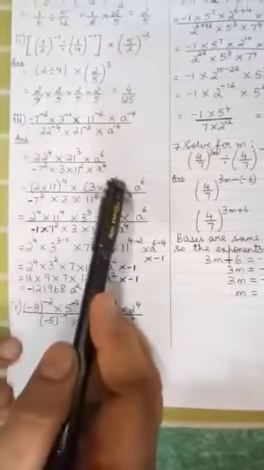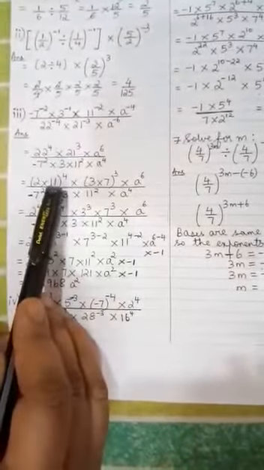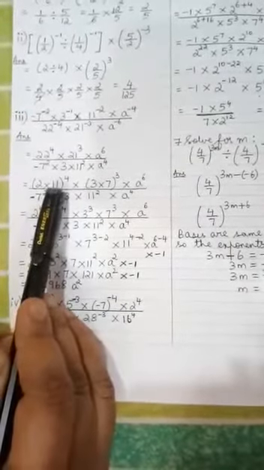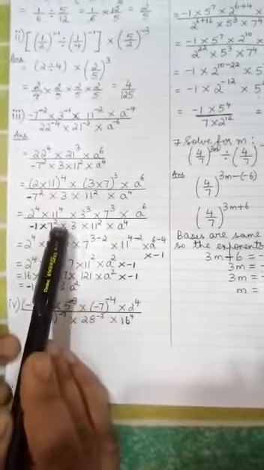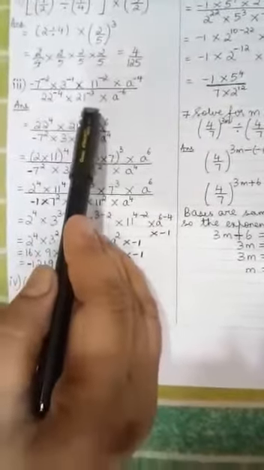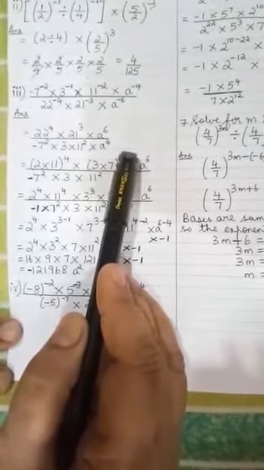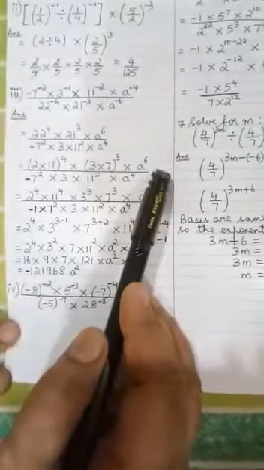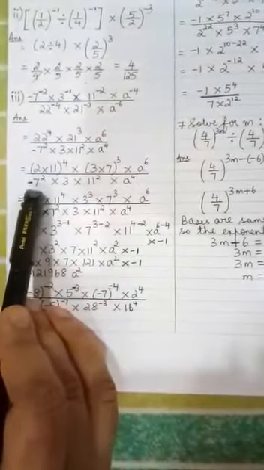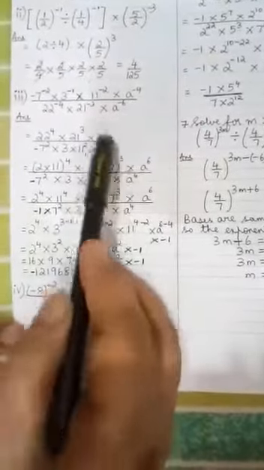Next, let's factorize the numbers if possible. Now 22 is 2 into 11. So 22 to the power 4 should be written as 2 into 11, the whole power 4. Likewise, 21 is 3 into 7. So 21 cubed is written as 3 into 7, the whole power 3, into a power 6 as it is, divided by minus 7 square. 7 cannot be factorized further. 3 also as it is, into 11 square into a power 4.